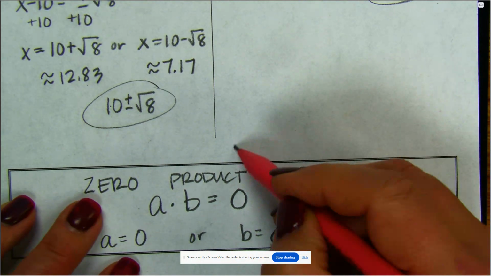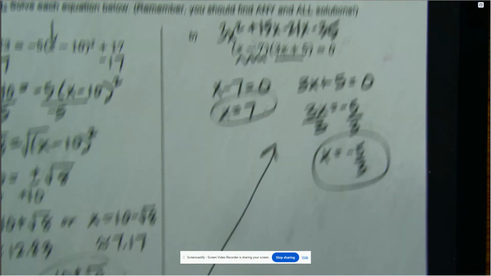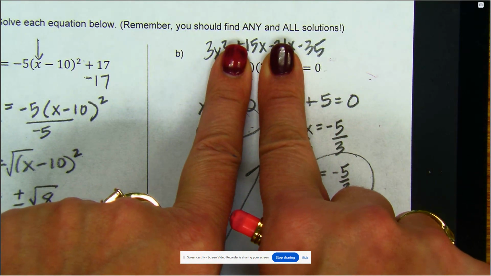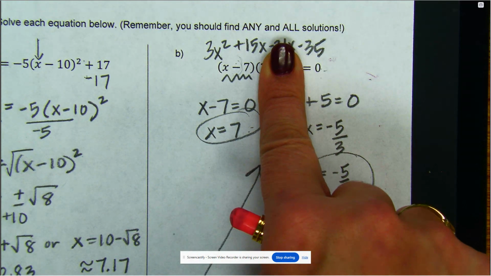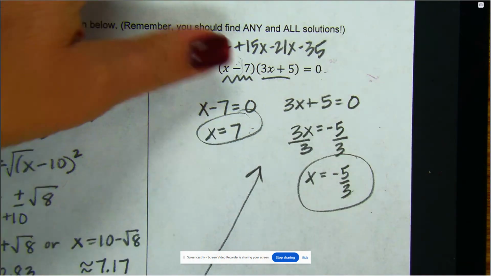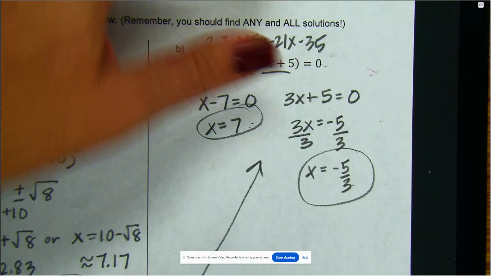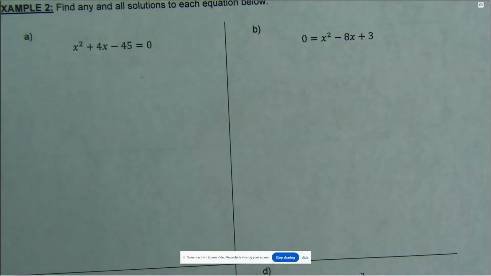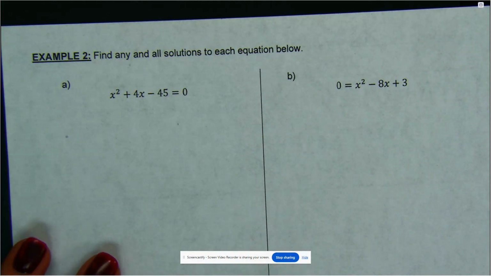Okay? And so when we see a problem like this, where it's set equal to 0 and it's two things times each other, then it's super easy to solve. Either that one equals 0 and we solve it, or that one equals 0 and we solve it. And that's how we can find our two solutions. Okay, let's keep going.